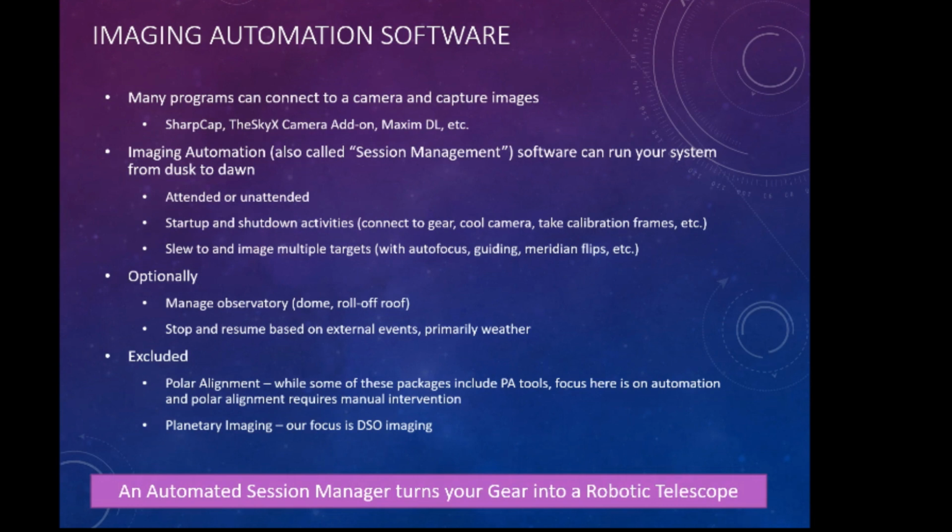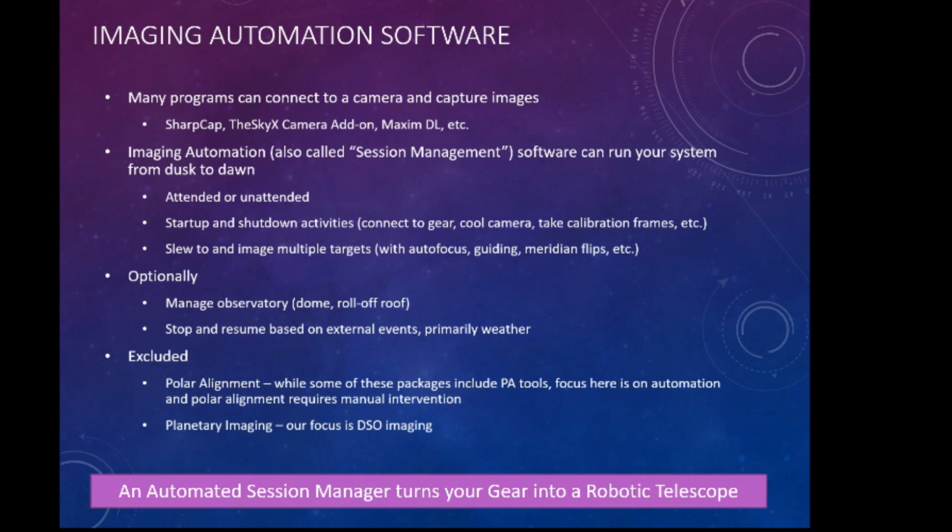So what's the difference between an imaging automation product and something that takes pictures? There are a lot of products like SharpCap or the camera add-on for the SkyX that can capture images for you, but they don't necessarily take the entire session from dusk to dawn and automate it for you, whether you're there or not, attended or unattended, doing all the startup and shutdown activities, and particularly being able to slew to and image multiple targets. That's my litmus test here, because I tried to keep this list down to a reasonable handful of products that do full automation, and being able to do multiple targets unattended with autofocus, guiding, managing meridian flips. Those were some of the key factors to get included in this list.